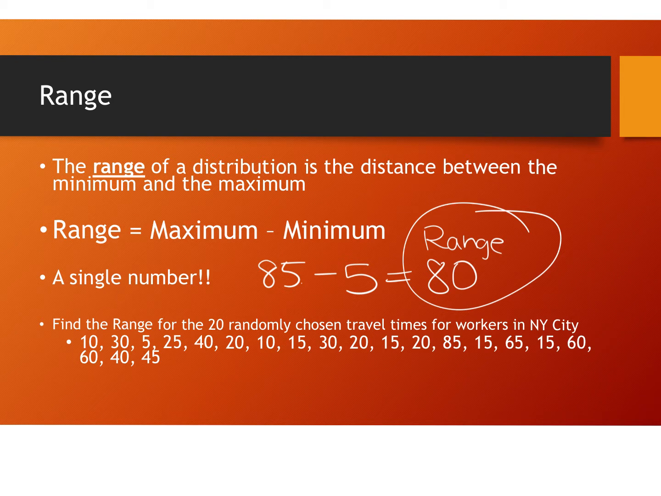The range of a distribution is the distance between the minimum and the maximum. It's a single value, so we do the maximum minus the minimum. If we take the data from our travel times, the minimum is 5 and the maximum is 85, so our range is 85 minus 5, which is 80.